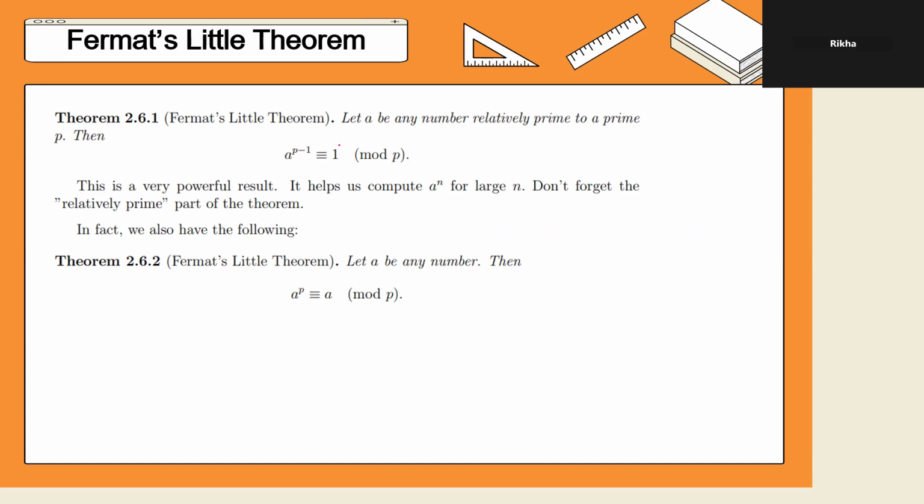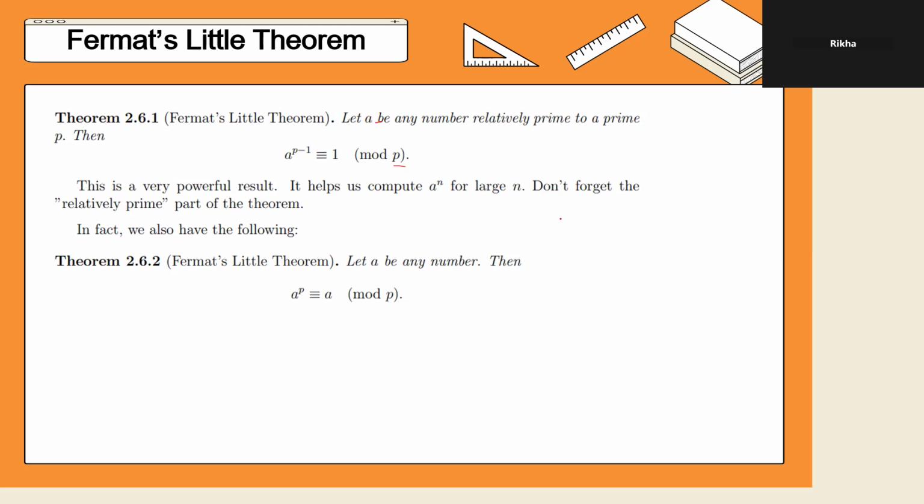The first one is Fermat's little theorem. Fermat's little theorem says: let A be any number relatively prime to a prime P. Then A to the power of P minus 1 is always going to be congruent to 1 modulo P. Just remember that P has to be prime and A has to be relatively prime to P, so A cannot be a multiple of P.